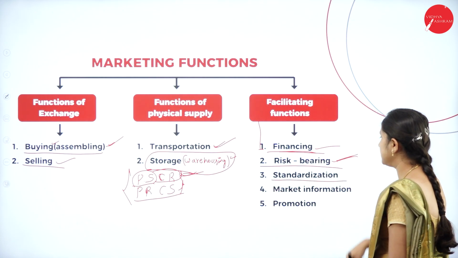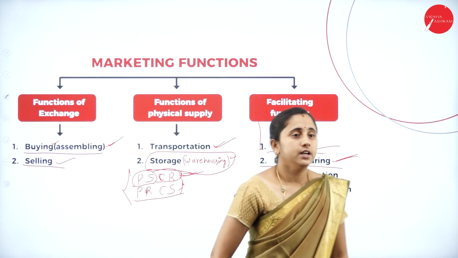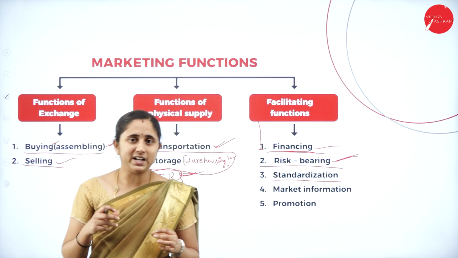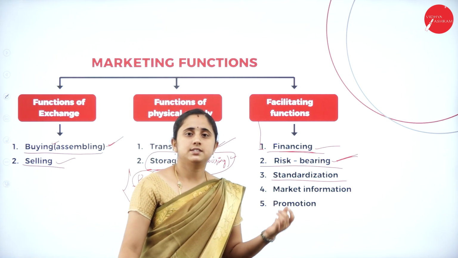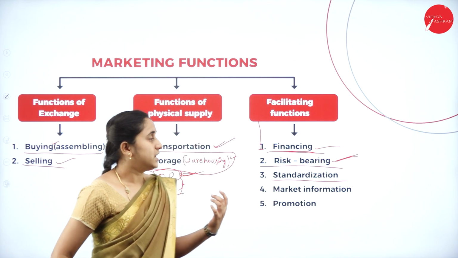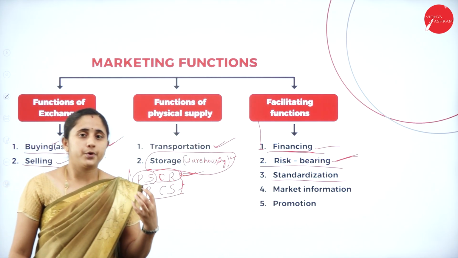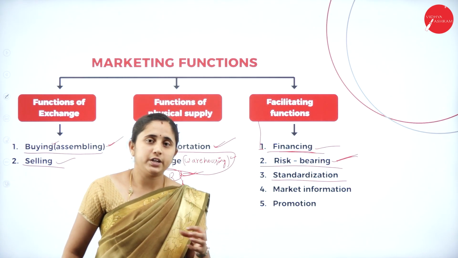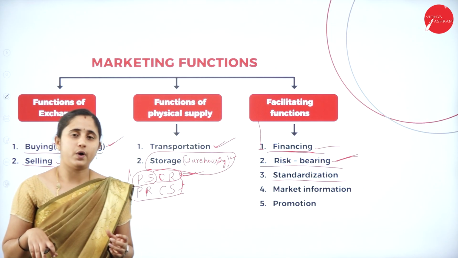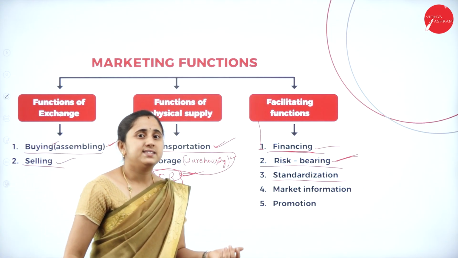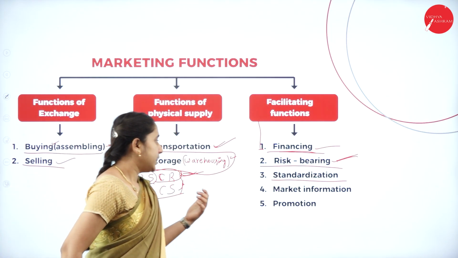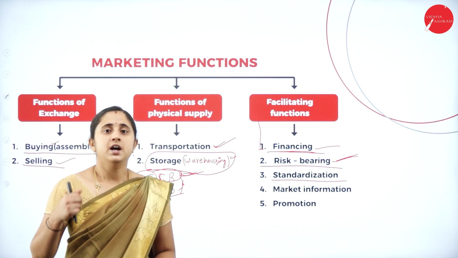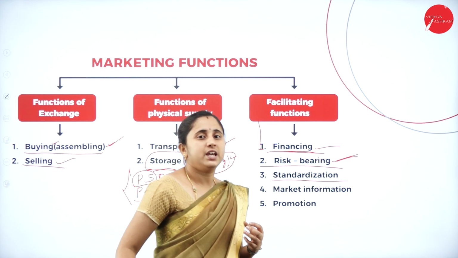Next, standardization. Standardization is an important function. It says group your products according to quality, size, color and taste. So, group your product into different groups. You need to classify your product according to their quality, taste, size and color. It helps the customers to purchase the product or to identify the product which they need.